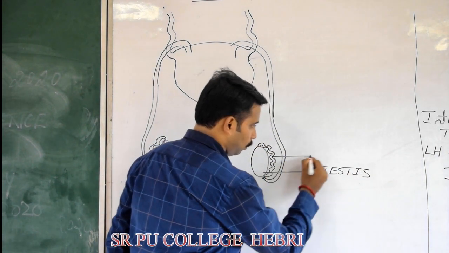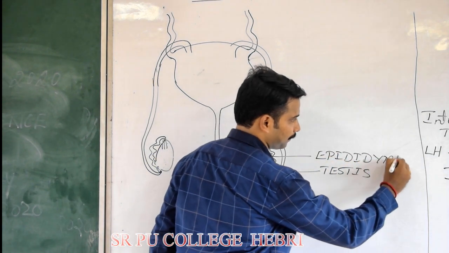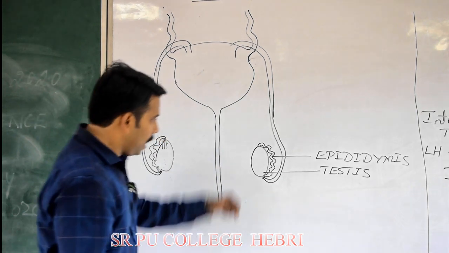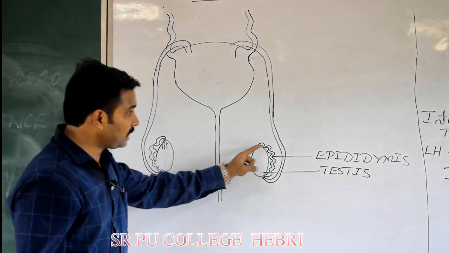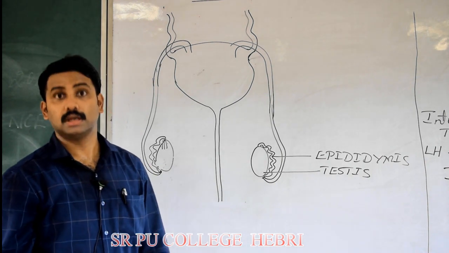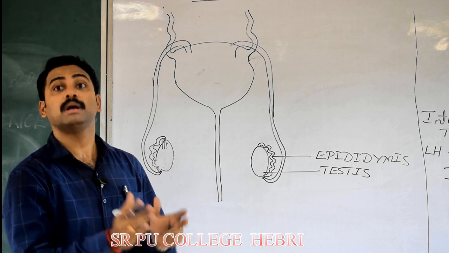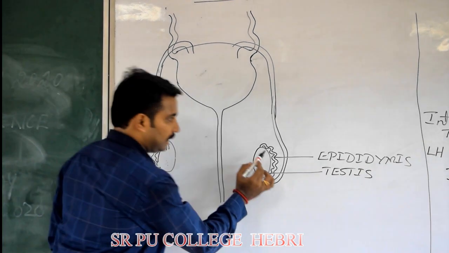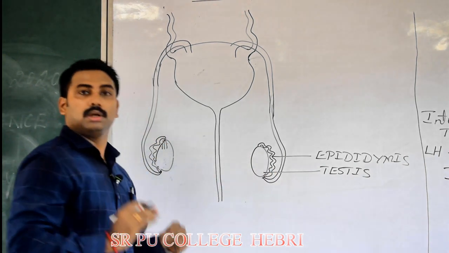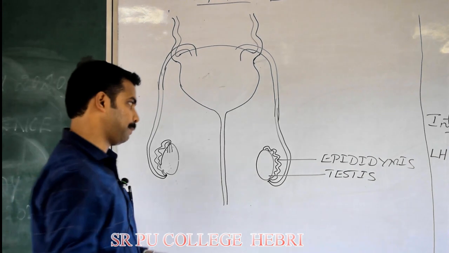Testis. Tell me, what is this? Epididymis. Okay, 6 meter long, present inside or outside? Outside the testis. What is the function of epididymis? It helps in the storage of sperm, maturation of the sperm, and transportation of the sperm. Mark it as a 1 mark question. It helps in storage, maturation, and transportation of the sperm.